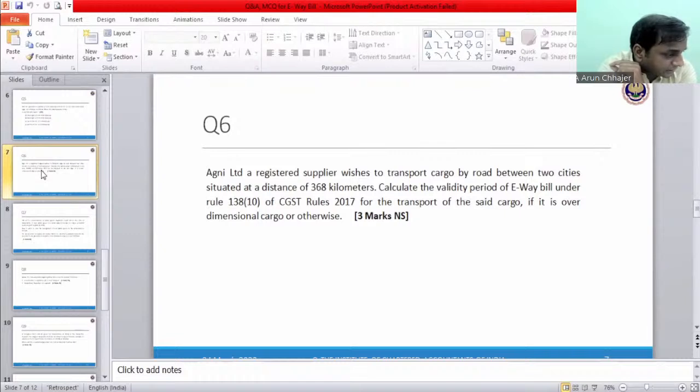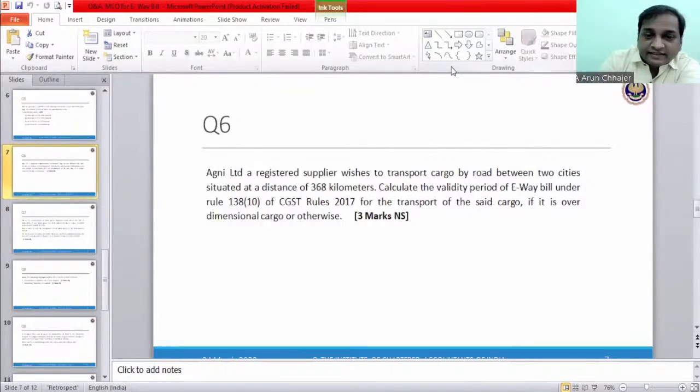Namrata, right. Question 5, the answer would be B. We have discussed this. Absolutely, Sunil Dubey has given the correct reasoning also. Question 6 is almost the same. If it is ODC cargo, 20 km is 1 day. So for 368 km, you can divide. For how many days will it be valid? The distance is 368 km. If the goods are being moved as ODC cargo, please tell me what would be the validity period. And if it is non-ODC cargo, then what would be the validity period?